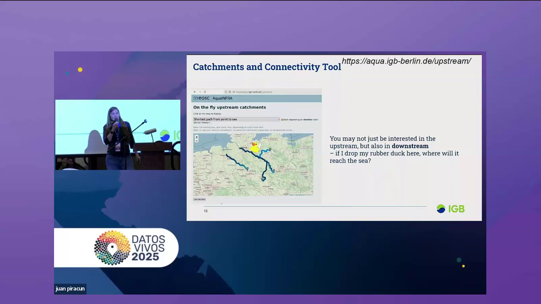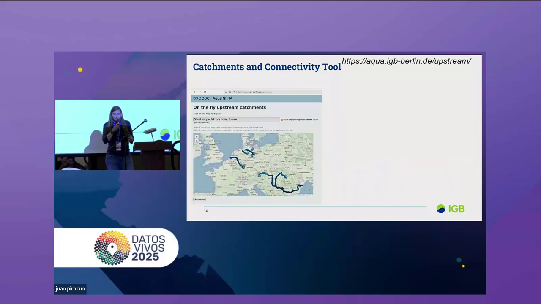Yeah, and sometimes you're not interested in the upstream catchment, but you're interested in the downstream. So if I drop a rubber duck in the river, where is it going to the sea? What path is it going to take until it reaches the sea? So you can click anywhere and you're going to see the trajectory of the rivers.